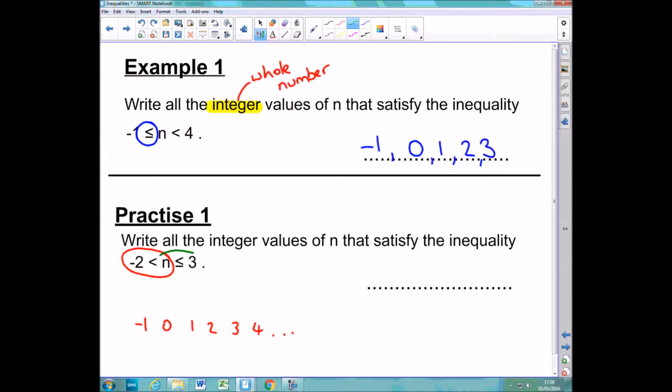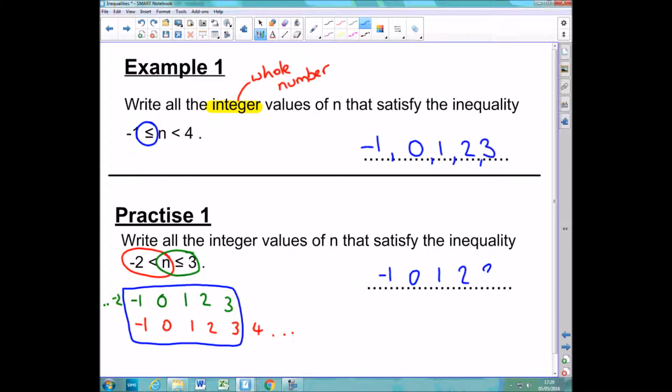Now the second inequality here is telling me that n is smaller than, but also equal to 3. So remember, I can have 3 in my list because of the line underneath. And I've also got 2, 1, 0, -1, -2, and I can keep going smaller and smaller. So my answers are going to be all the numbers that are in both lists, which are these. So I've got -1, 0, 1, 2, and 3.